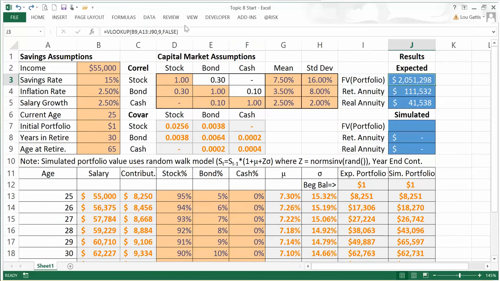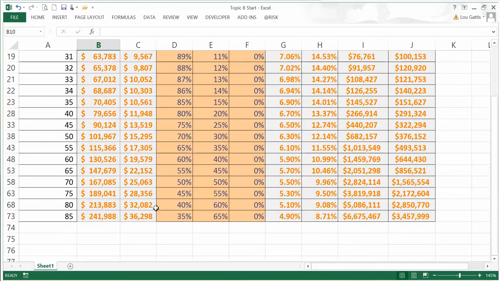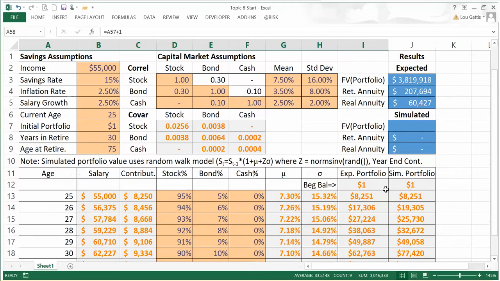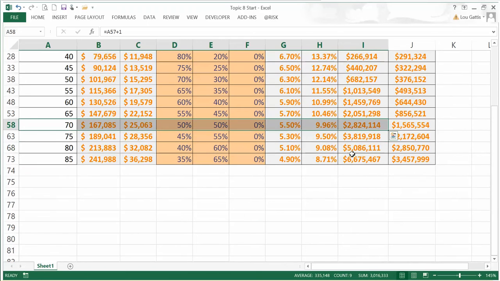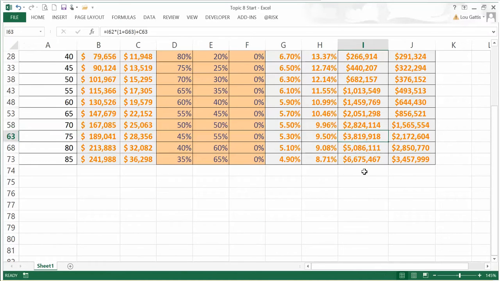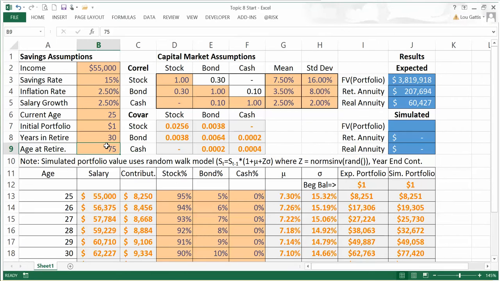I just have a VLOOKUP looking in this area for the age 65 and returns the value in the 1, 2, 3, 4, 5, 6, 7, 8th column, or 9th column. So you can see I'm looking for age 65. So if I do say the person retires at 75, it would pick the portfolio value at the age of 75 at, I'm sorry, 3.8. So I'll change that back to 65 years old.